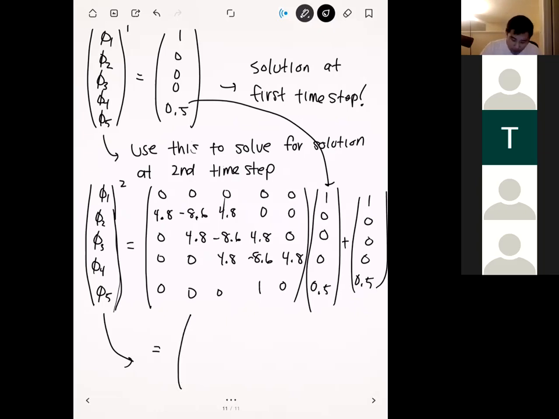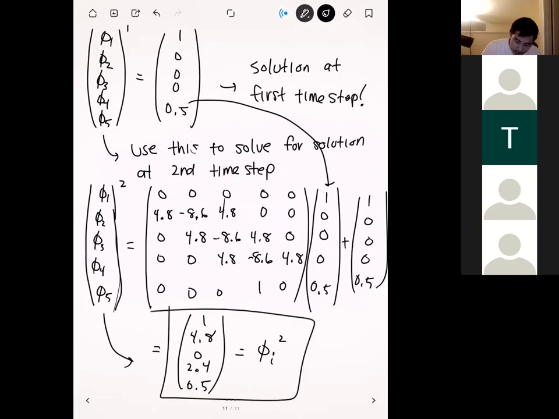And so when you perform the matrix multiplication, what you get is 1, 4.8, 0, 2.4, and then 0.5. Okay. And so this is phi i at the second time step. Okay. Let me do n is equal to 2 right here just to kind of specify that. Okay. All right.